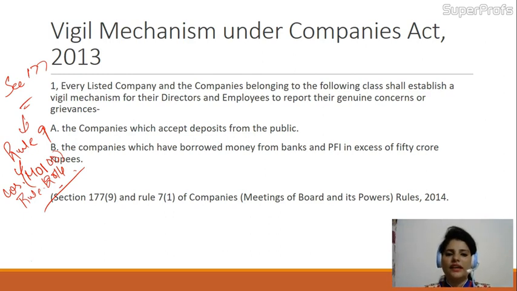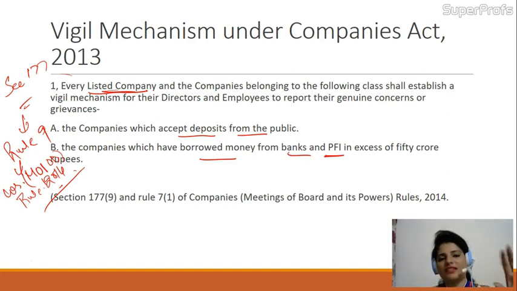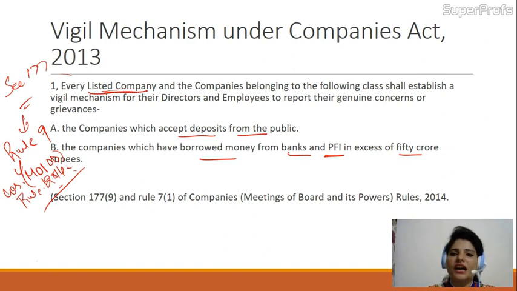It says that every listed company, first of all, this section is applicable to listed companies and the companies belonging to such classes as may be specified. What are these classes? Companies that have accepted deposits from the public, and companies that have borrowed monies from banks and public financial institutions exceeding 50 crore rupees. So three types of companies are covered. First, the listed companies. Second, the companies that have accepted deposits, irrespective of the amount. Third, the companies that have borrowed money from banks and public financial institutions in excess of 50 crore rupees.